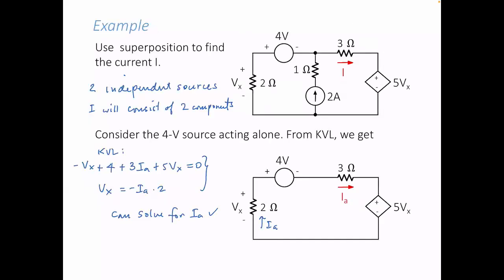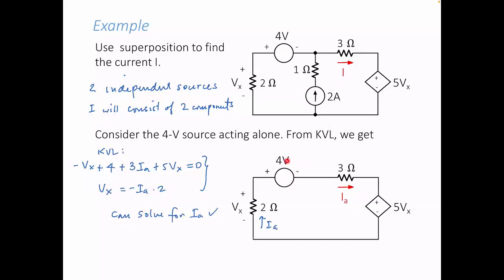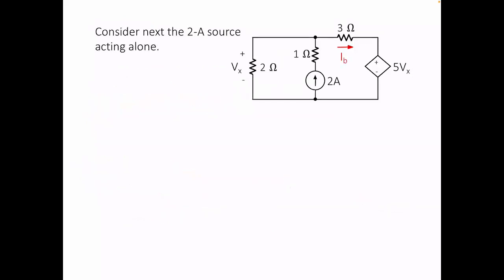Kasi nagmamadali na tayo. Now I consider the 2 ampere source acting alone. So I take out the 4 volt source. I replace it with the short circuit. So ito na yung 4 volt source replaced with a short circuit. How do I compute now for the current I contributed by the 2 ampere source?